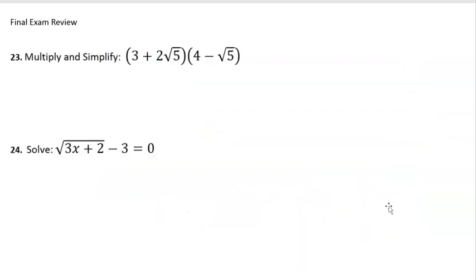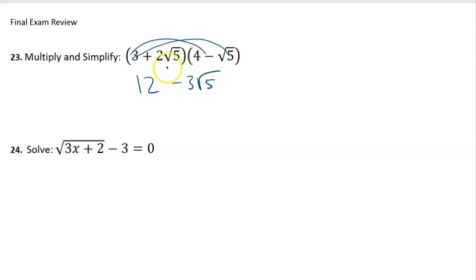Now, how do we do this? Number 23. Well, we've got a set of parentheses with plus or minus, so we must FOIL, right? Well, absolutely. 3 times 4 is 12. 3 times negative square root of 5 is negative 3 square root of 5. So if you have a value not under a square root times a value under a square root, you can't just multiply those together and get like 15. They have to just slam together with the whole number and then the square root.